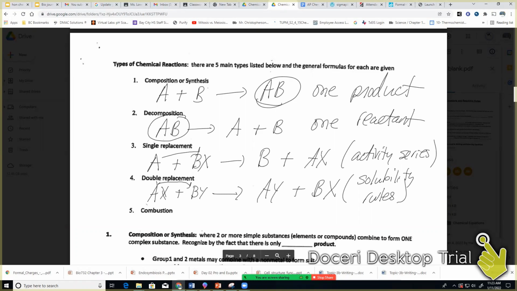And then the last one, which we'll do on Friday, is combustion. We have a hydrocarbon and we burn it in the presence of oxygen. That always gives you the same 2 products, which are CO2 and H2O. There are other types of combustion reactions, but these are the ones that we're going to be looking at. On these, the only thing that might change will be your hydrocarbon.